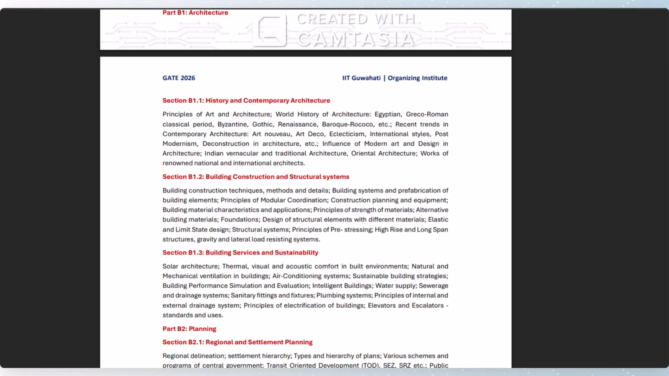Then building materials. Next, we cover building material and their application. This include characteristics and use of different material, strength of material, alternative material like fly ash, bricks, bamboos, and stabilized mud block.